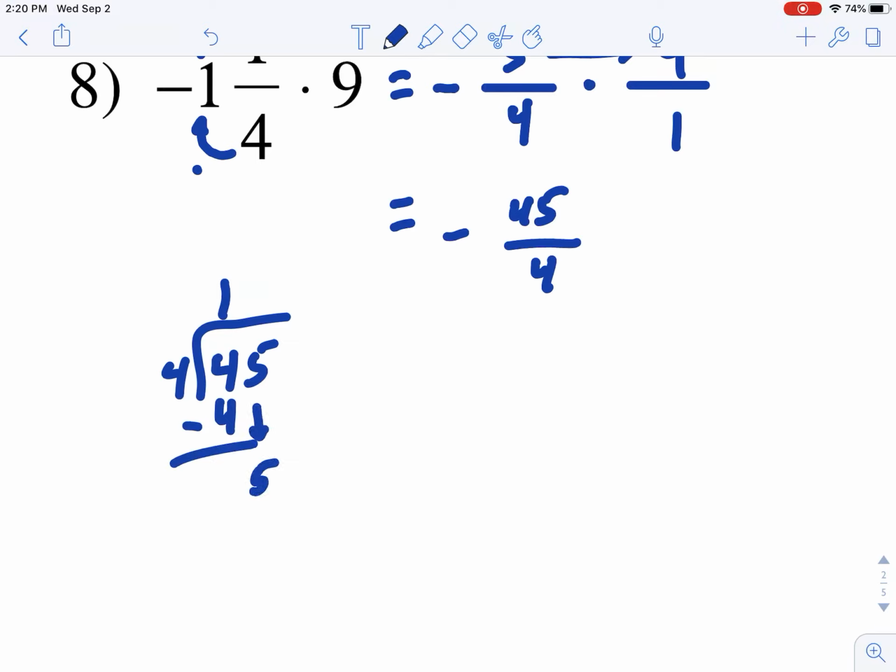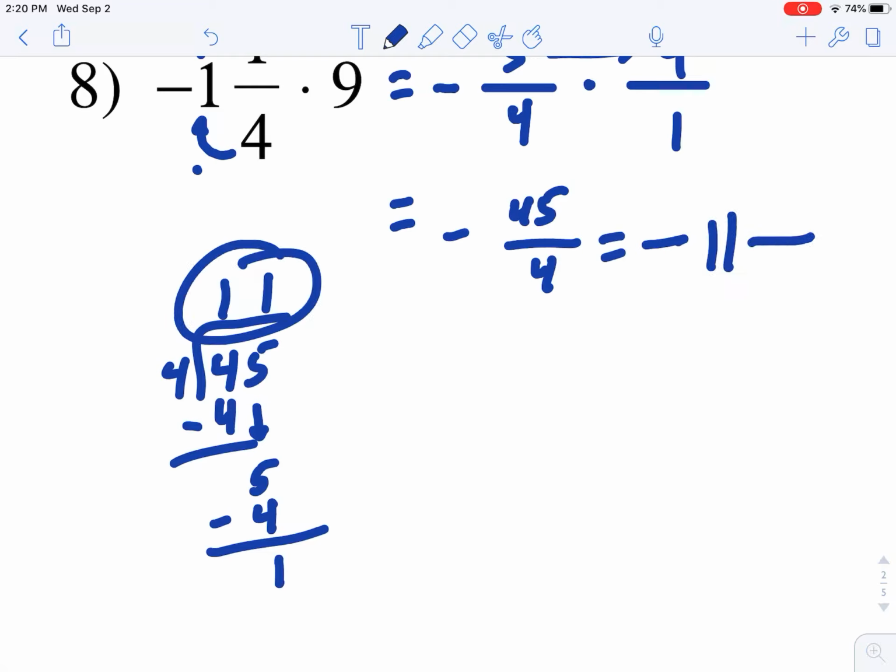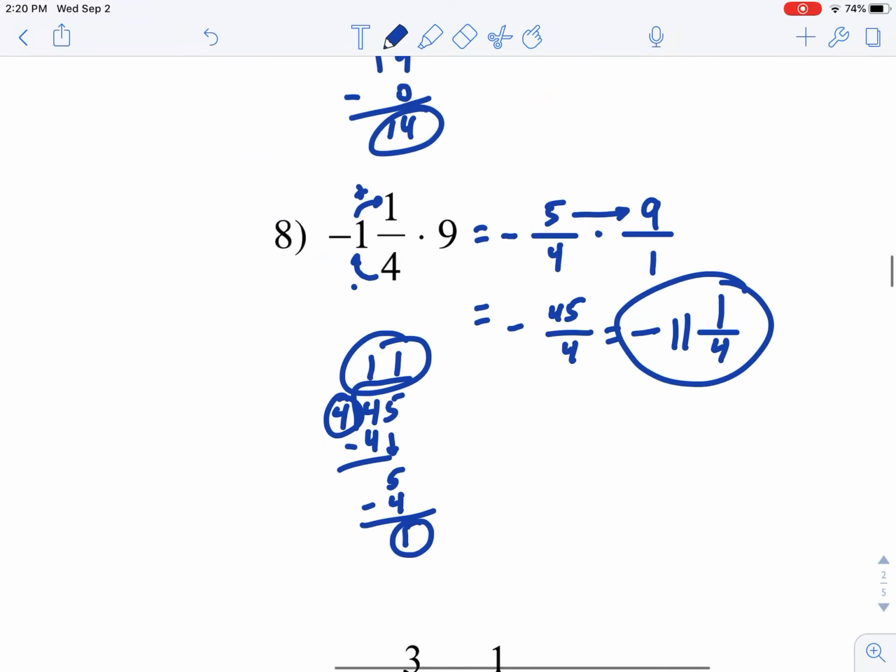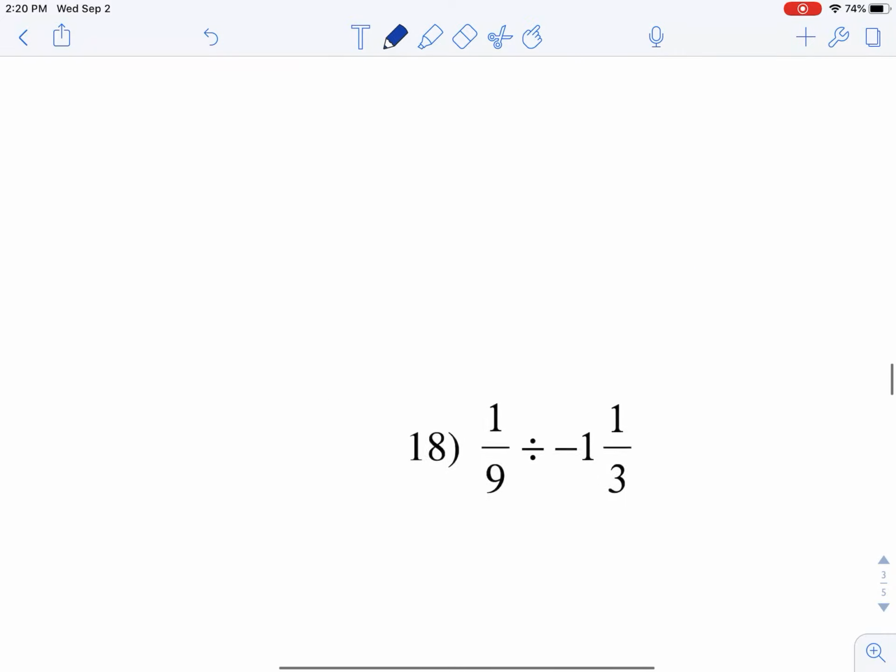Then you bring down the 5. 4 goes into 5 one time. 1 times 4 is 4. Subtract that. 5 minus 4 is 1. So our answer is negative. Now I remember that there's a negative sign involved. Negative 11, that's this number, and 1, that's this number, over 4, that number. So this should be the answer. Scroll down and check number 8.